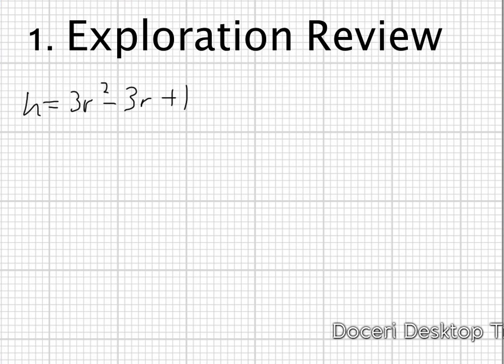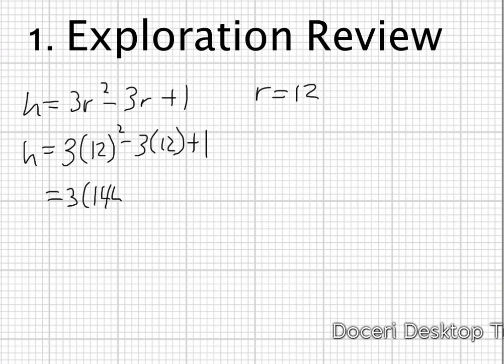Here we go. So all I have to do is substitute r. My r is going to equal 12. So I substitute in 12 for r. So I get h equal to 3 times 144 minus 36 plus 1. 3 times 144 is 432, minus 36 is going to be 397. So there are 397 hexagons in a honeycomb that has 12 rings.